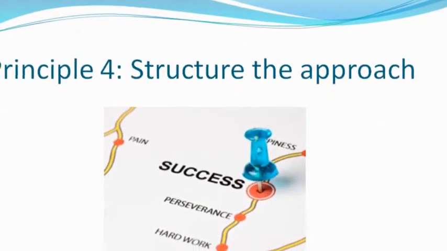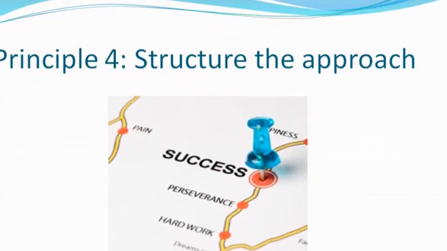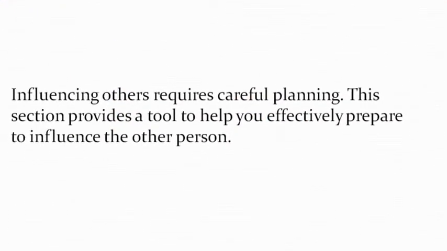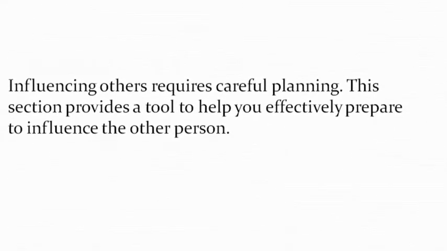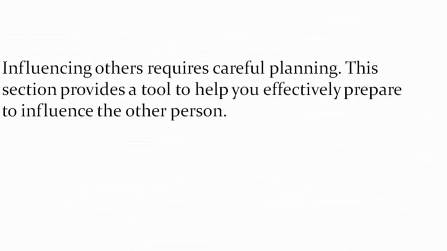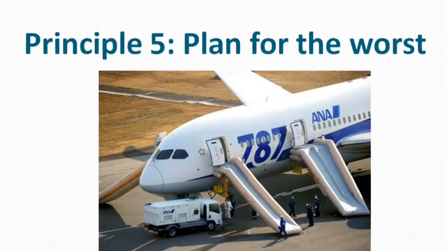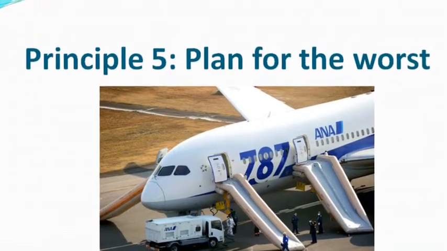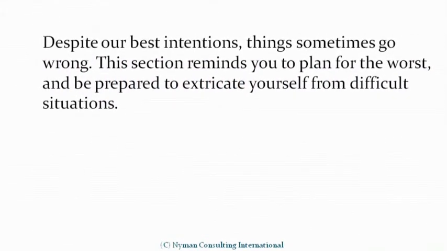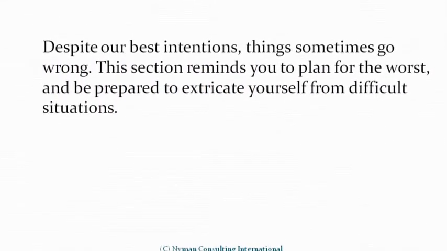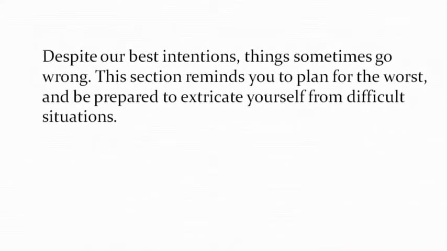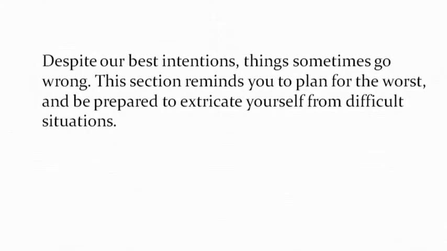Principle 4. Structure the approach. Influencing others requires careful planning. This section provides a tool to help you effectively prepare to influence the other person. Principle 5. Plan for the worst. Despite our best intentions, things sometimes go wrong. This section reminds you to plan for the worst and be prepared to extricate yourself from difficult situations.